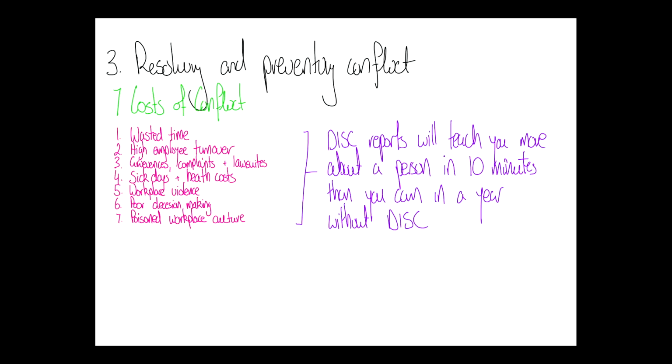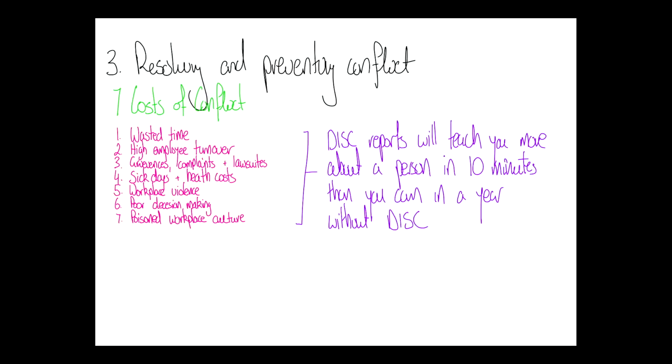Third benefit of DISC is resolving and preventing conflicts. And I've been in conflict situations before. You've been in conflict situations before, and they are not pleasant. Now, there's 7 major costs of conflict in the workplace, including wasted time, high employee turnover. They have grievances, complaints, and lawsuits. Sick days and health costs go up. It can lead to workplace violence, poor decision-making, and a poisoned workplace culture. So using a model like DISC can resolve and prevent these conflicts.